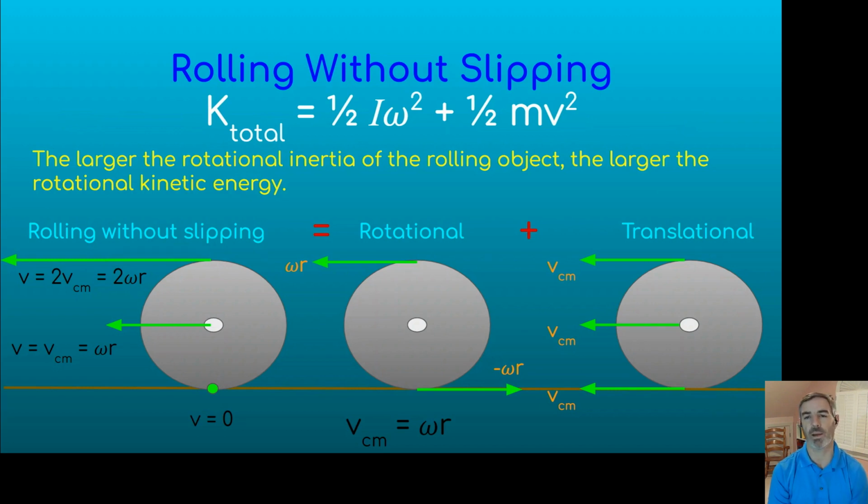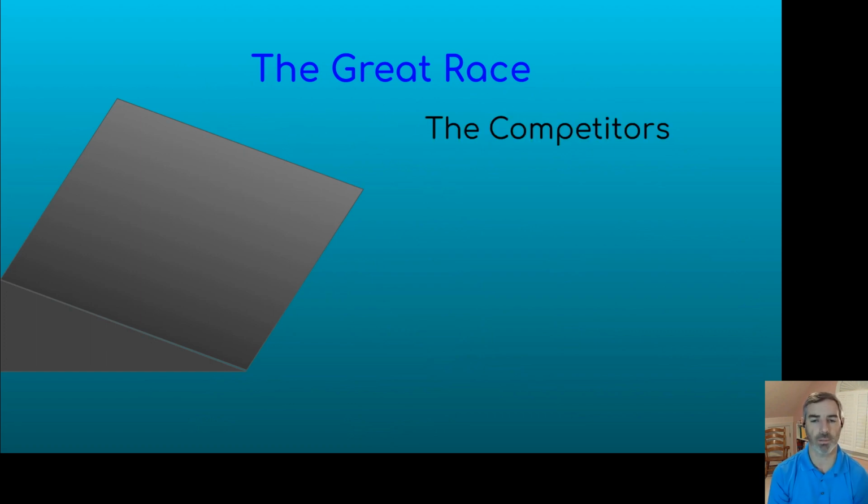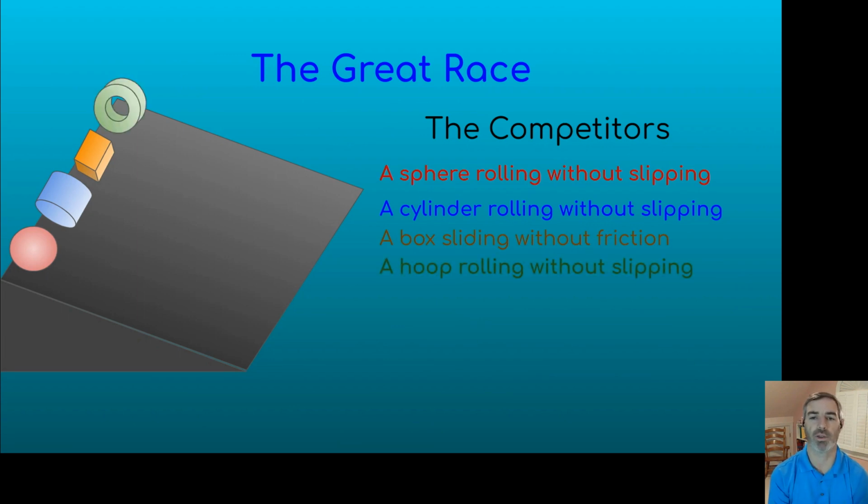So let's put this into application, something that I call the Great Race. So what is the Great Race? Well, we have a ramp, and at the top of the ramp, we have some competitors that are racing to the bottom. The competitors are the sphere that's rolling without slipping, a cylinder also rolling without slipping, a box that is moving and sliding down the ramp without friction. And then we also have a hoop that is moving down the ramp by rolling without slipping.